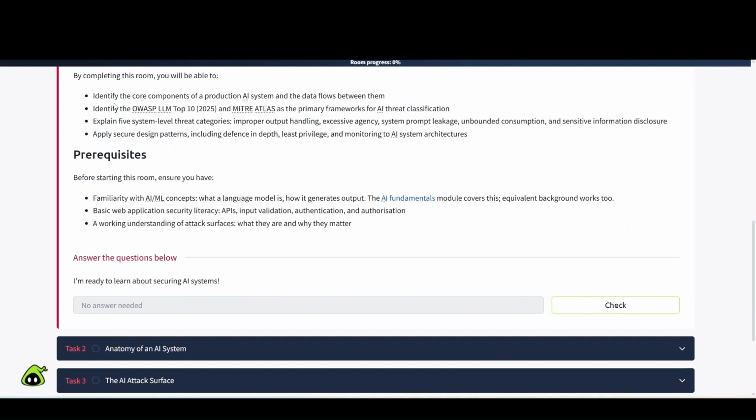Learning objectives. By completing this room, you will be able to identify the core components of a production AI system and the data flows between them. Identify the OWASP LLM Top 10 2025 and MITRE Atlas as the primary frameworks for AI threat classification. Explain 5 system-level threat categories: improper output handling, excessive agency, system prompt leakage, unbounded consumption, and sensitive information disclosure. Apply secure design patterns, including defense in depth, least privilege, and monitoring, to AI system architectures.